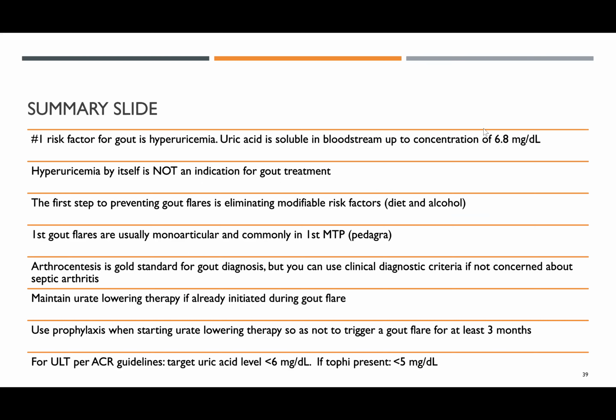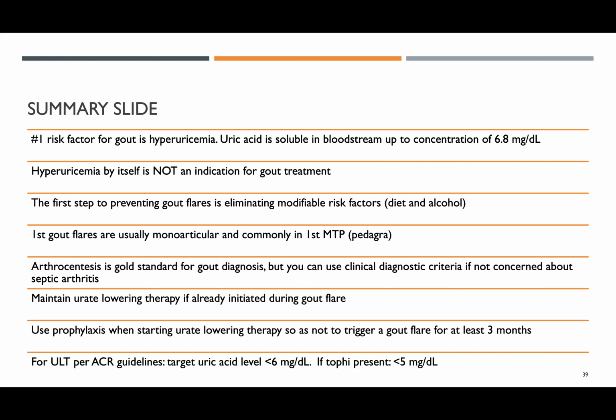So in summary, just points I want to make. First, hyperuricemia is the number 1 risk factor for gout, and we can only solubilize to a level of like 6.8 uric acid. But hyperuricemia by itself does not mean you start gout treatment. You need to make sure somebody has a flare before you start to treat this as real gout. The first step to stopping a gout flare is modifying the risk factors, diet and alcohol, adjusting that.